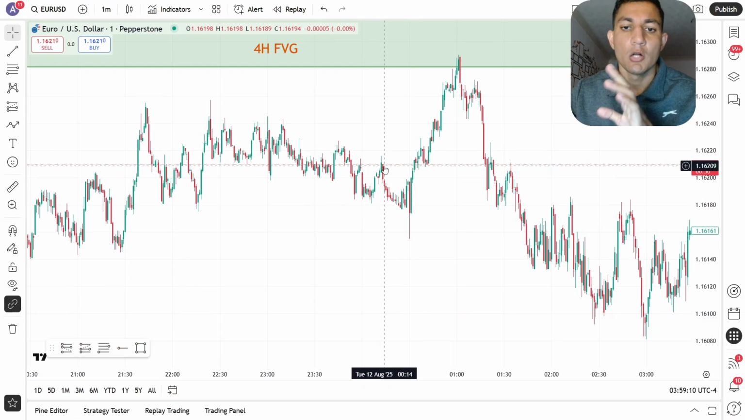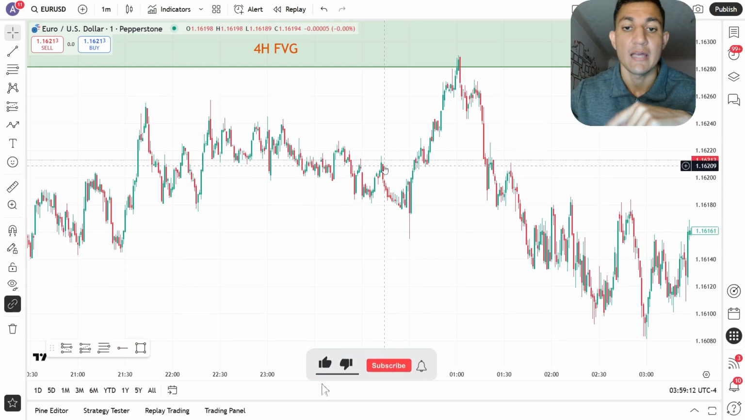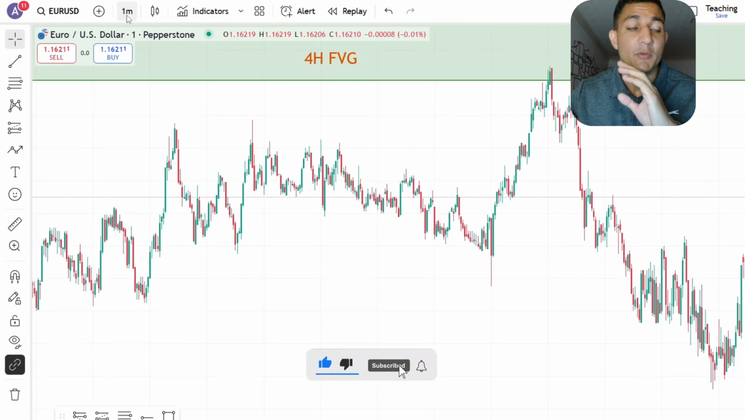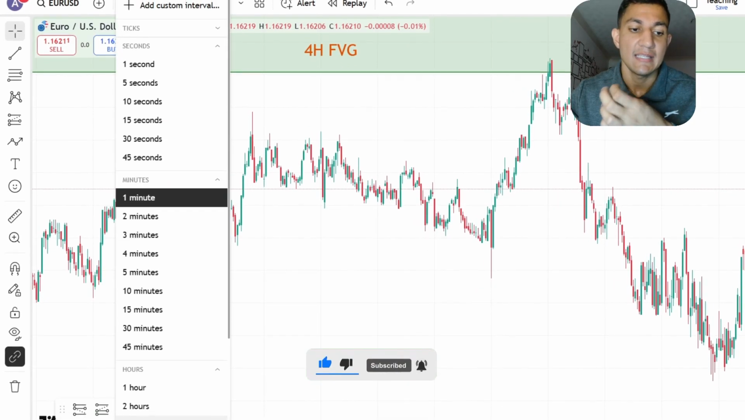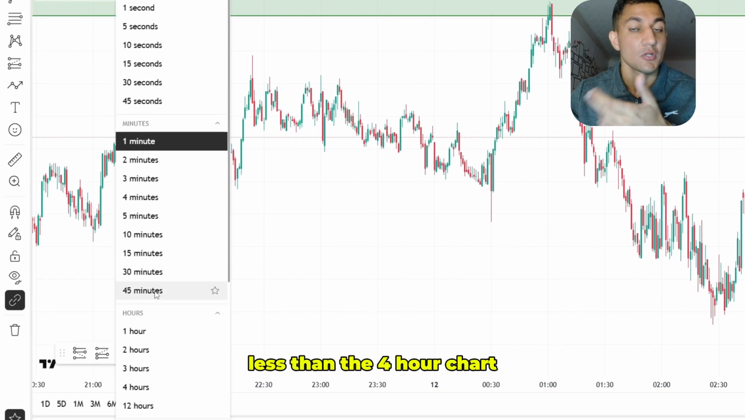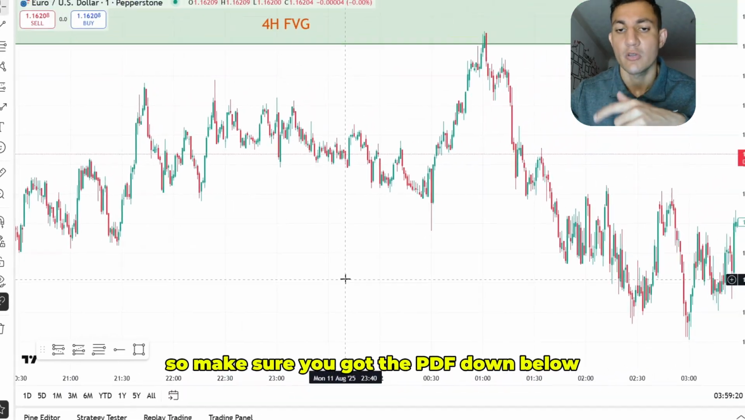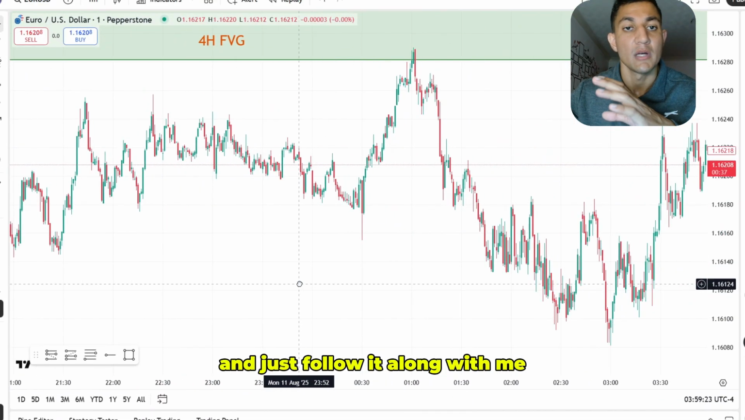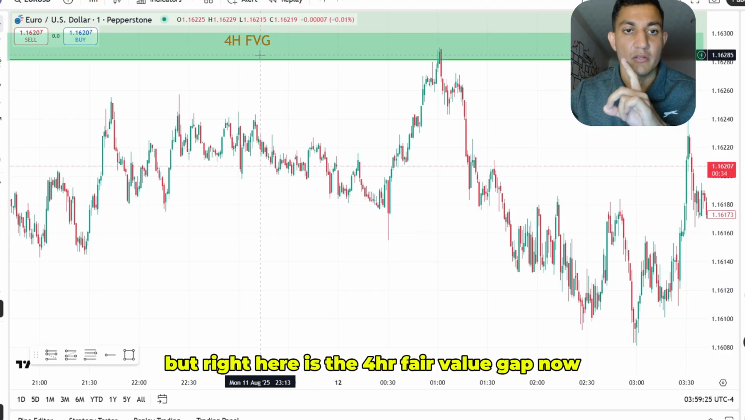Okay, so here we are on the lower time frames, and you'll see in the PDF in the pinned comment down below that I give you examples on the 15-minute chart, but literally any time frame less than the 4-hour chart, this will work for, right? So make sure you get the PDF down below and just follow along with me. But right here is the 4-hour fair value gap.